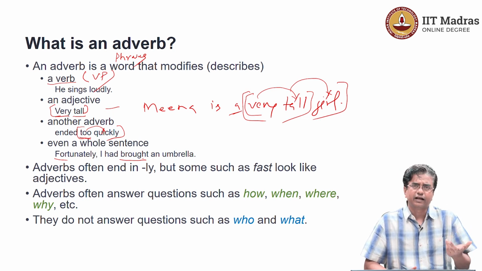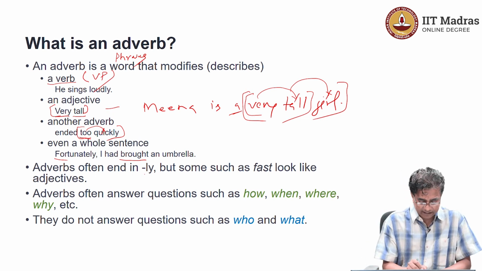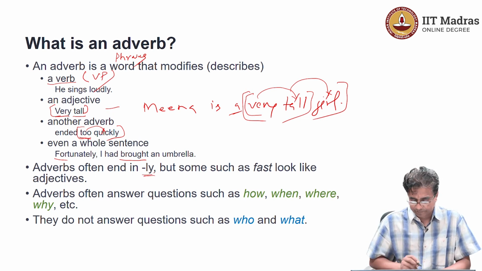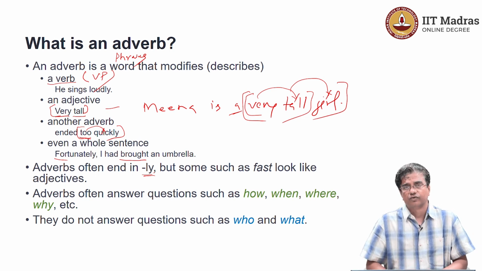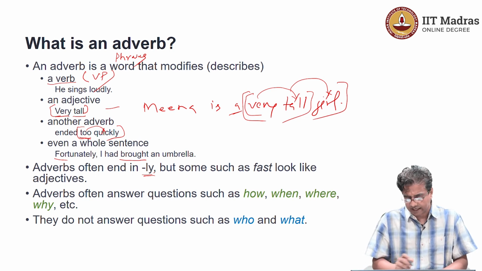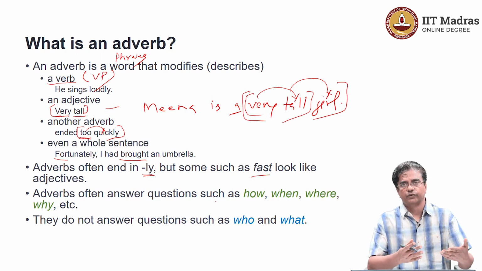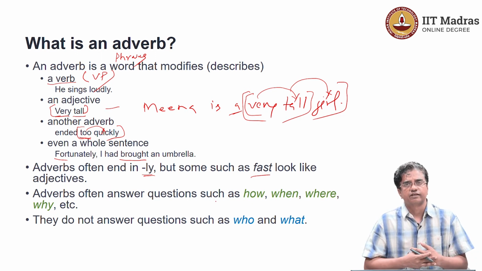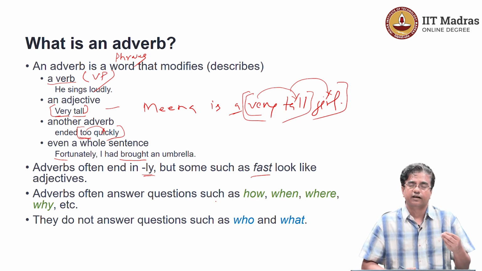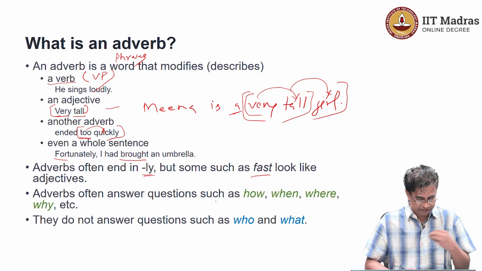So, canonically speaking about adverbs, we say words ending with ly are adverbs, but a lot of adverbs do not end with it, like fast and others. And you have seen that all prepositional phrases, which have a preposition and a noun phrase in them, are also adverbial in nature.